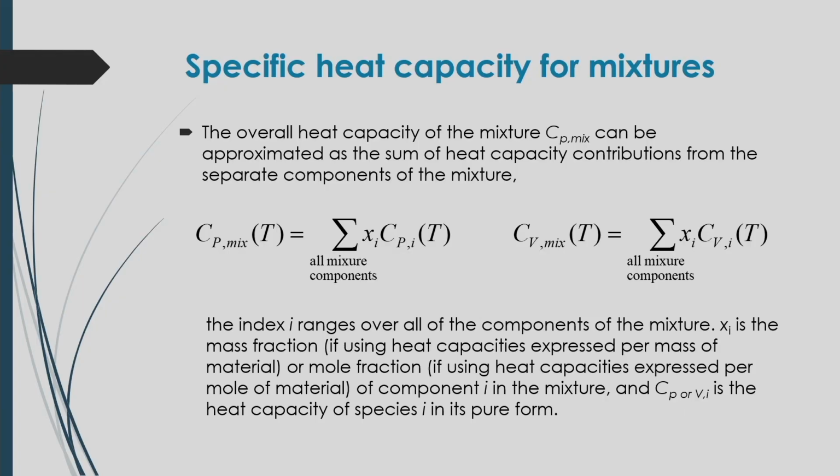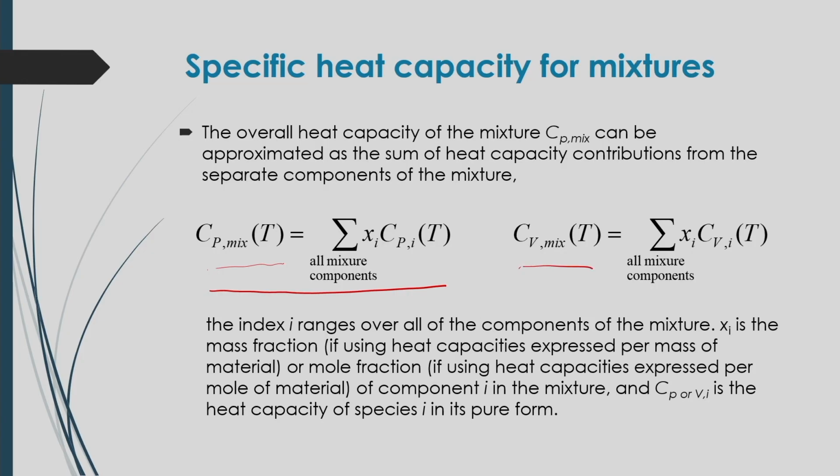So, the overall specific heat capacity can be defined as the summation of the specific heat capacity of each pure material times its mole fraction in that mixture. It can be written mathematically by this equation as given in the slide here. Then Cp mix at a particular temperature will be equal to the summation of Xi times Cpi at T. Here Xi is the mole fraction of component i, and Cpi is the specific heat capacity at constant pressure of that particular component.